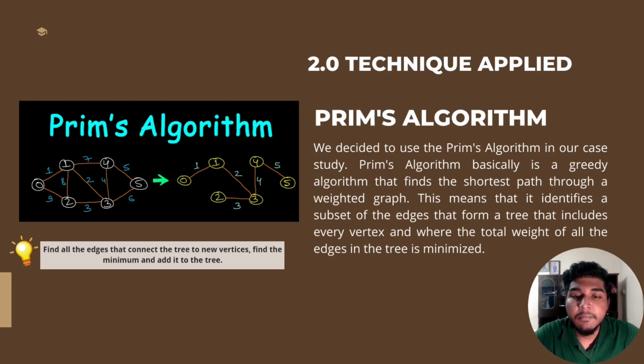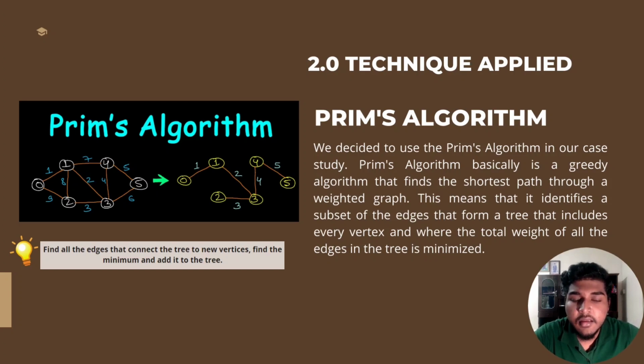So, referring to the picture that I have attached in this slide, we can conclude that Prim's algorithm is all about finding all the edges that connect the tree to the new vertices, finding the minimum, and adding it to the tree. So this is basically the trick to Prim's algorithm.